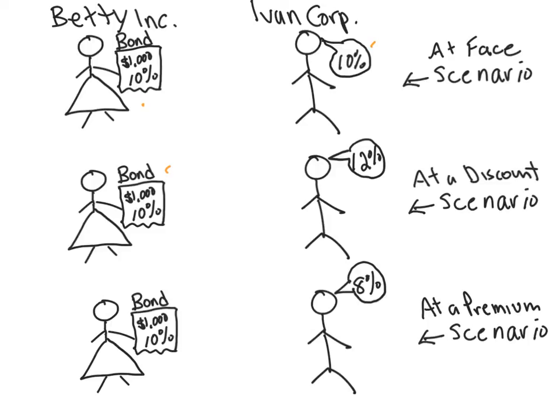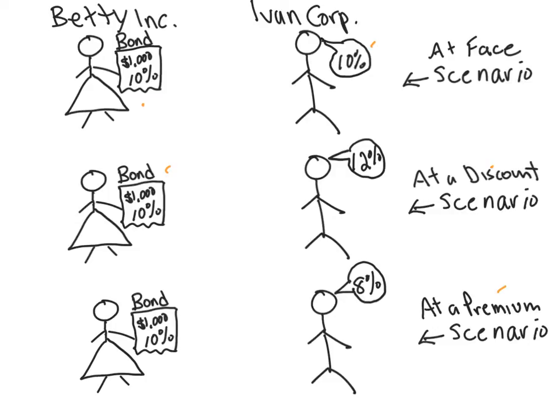So the bond in the discount scenario is still the same, but in that case, the market rate for similar investments that Ivan is looking at is actually now 12%. So it is higher. So how do we make sure that, I mean, I'm talking about Betty now, how would we make sure that Betty can still attract Ivan, even though Ivan is requiring 12%, while the bond is only offering 10%? That's really the question here.